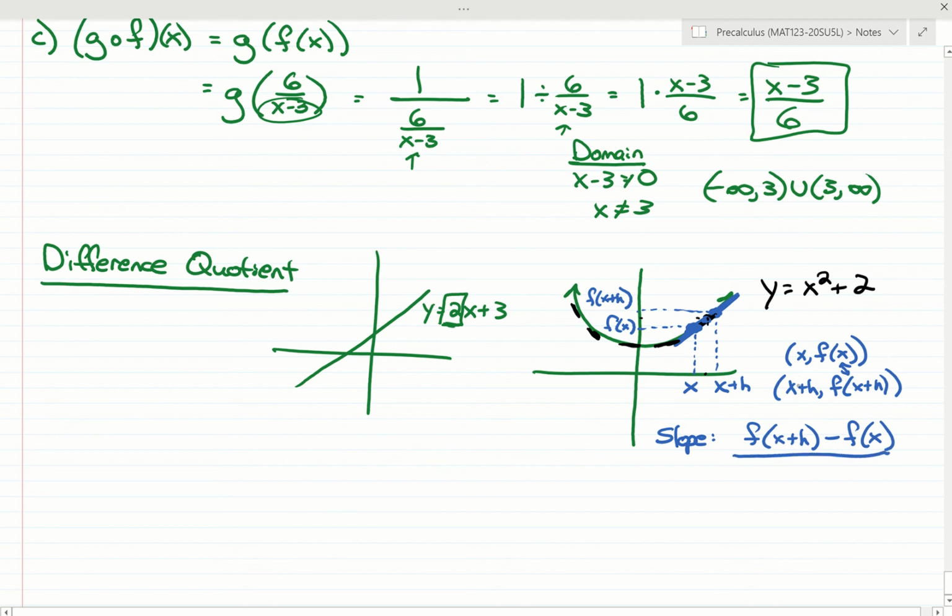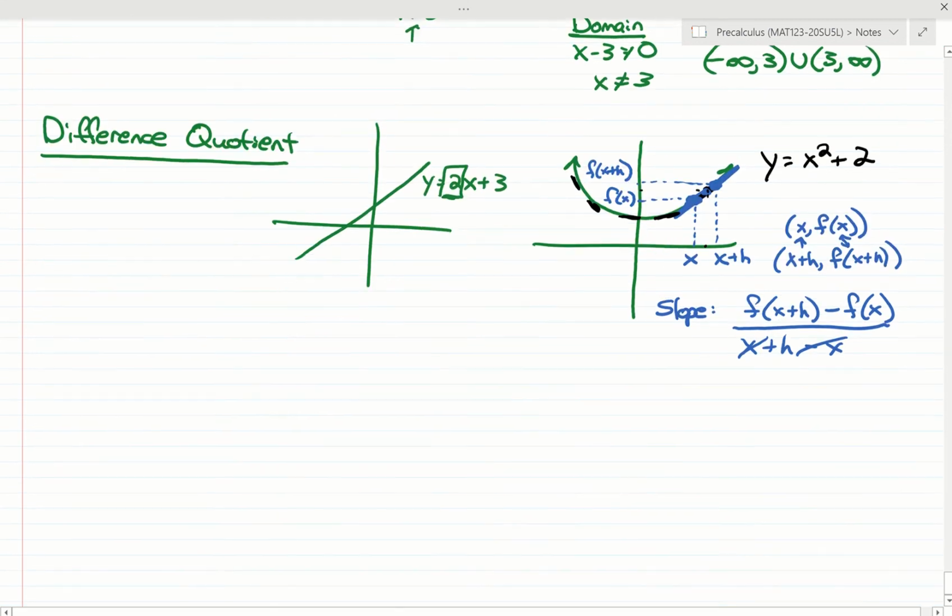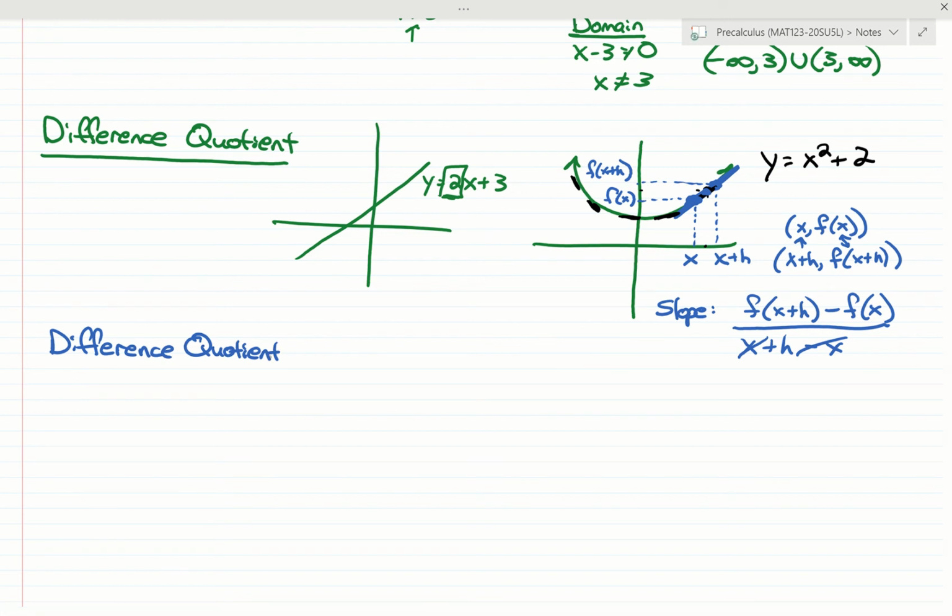Over, subtract the x values, which simplifies just to what's called the difference quotient. So going forward, the difference quotient will be provided for you, but that's where it comes from. It comes from taking the slope of a line that's tangent to a graph at a point.